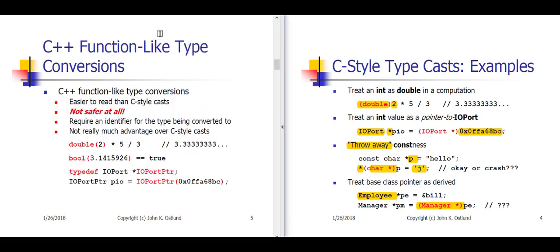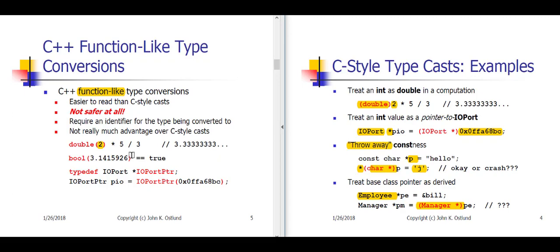Now, when Stroustrup developed the first version of C++, he felt that the notation for C-style casts was ugly, and so what he permitted was function-like casts to accomplish the same purpose. For example, if I want to treat 2 as a double, then in the function style of type conversion, I would use the name double as though it were a function with integer 2 as my argument, and that will force the integer 2 to be treated as a double precision 2.0, and so forth.